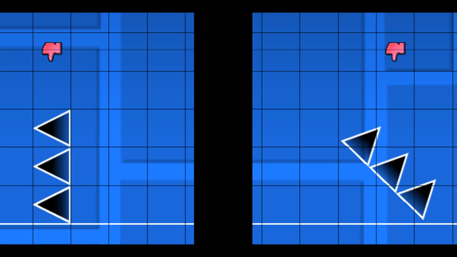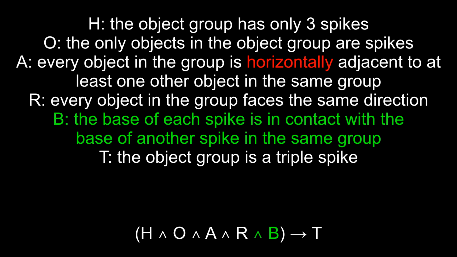Let's focus less on the rotation of the spikes and more on the structure of the spikes themselves. We can observe that the bases of the spikes in these pictures are in contact with each other. Therefore, we can add a new proposition B. The base of each spike is in contact with the base of another spike in the same object group. We can also revert proposition A to its original form. Now our statement becomes H and O and A and R and B implies T.